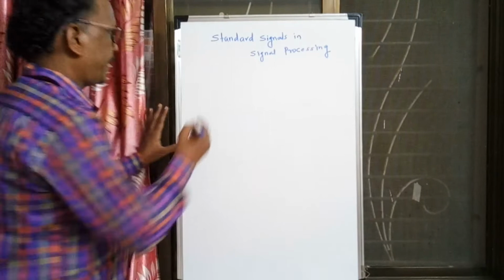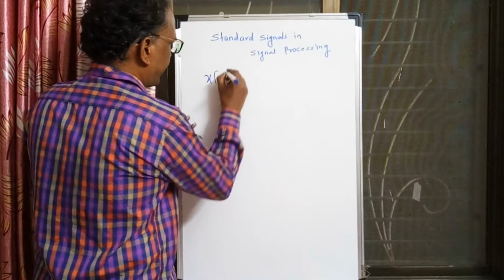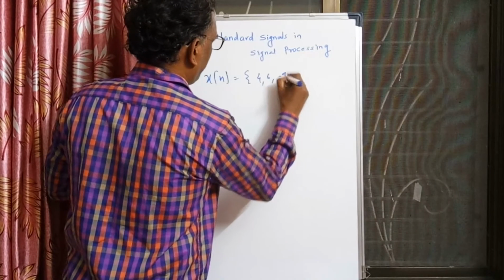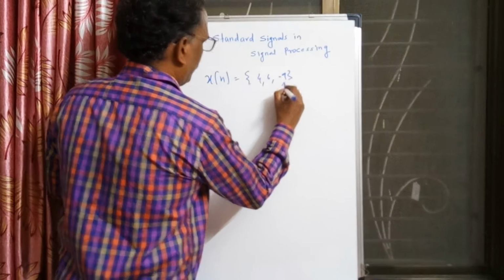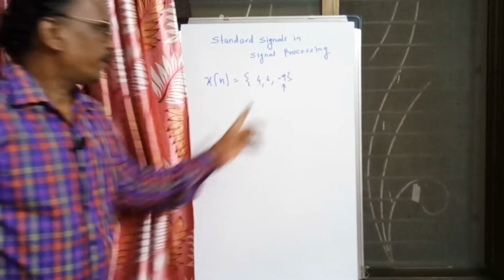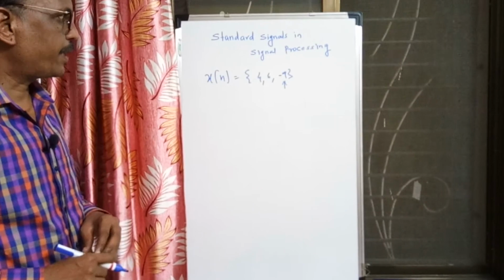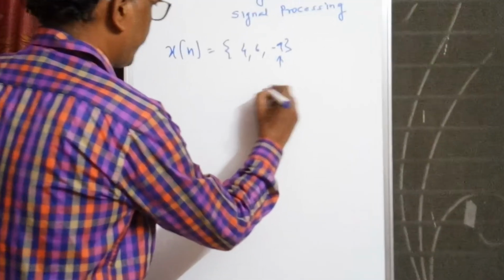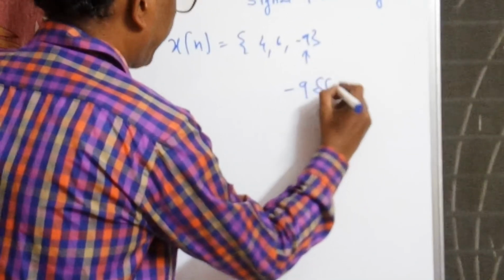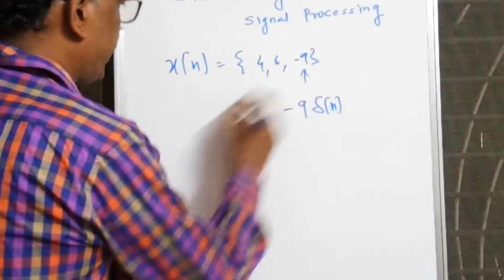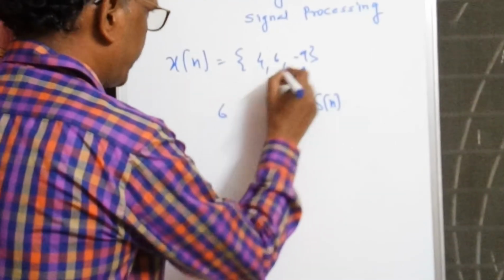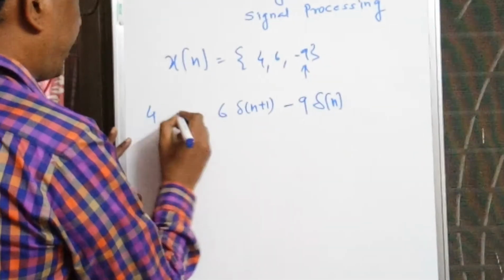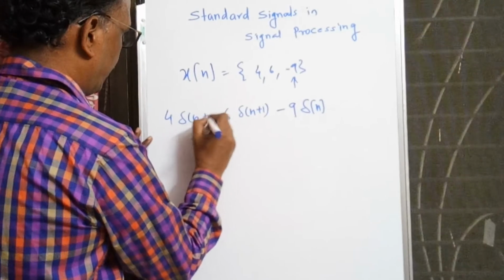So let us consider once again x of n is equal to 4, 6, 9, minus 9. Here we know that the samples are sitting at 0, -1 and -2. Corresponding to this, minus 9 is sitting at 0, so multiplication by del n. Then 6 is sitting at -1, so del of n plus 1, and here 4 is sitting at place -2, del of n plus 2.